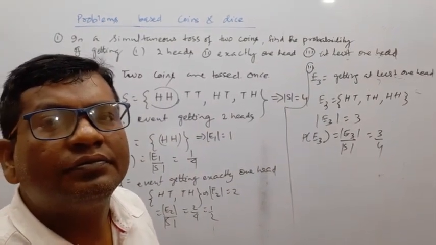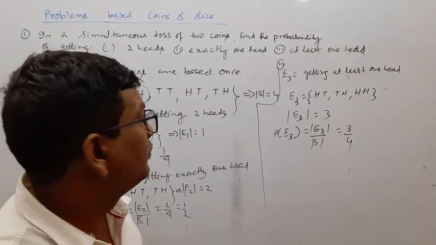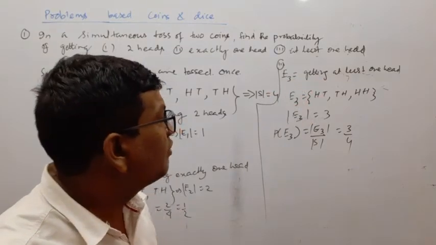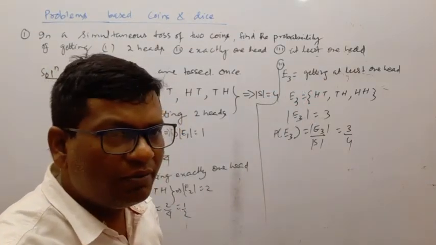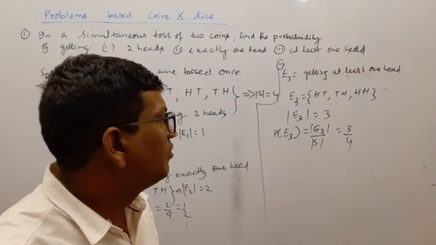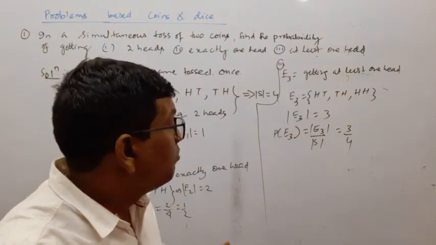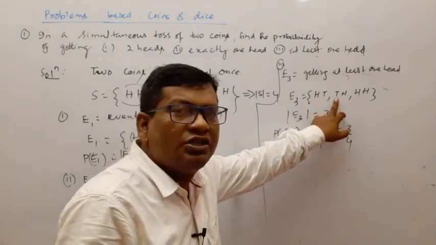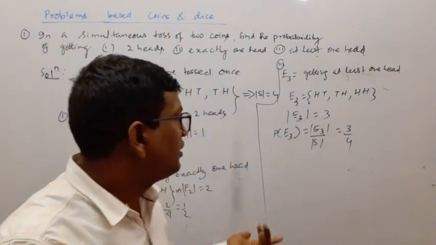Now E3 is equal to getting at least one head, which means a minimum of a single head. So it cannot be zero heads, that is no heads. Sorry, minimum one head: one head, two heads. There are two outcomes with one head and one with two heads, so that is 3.